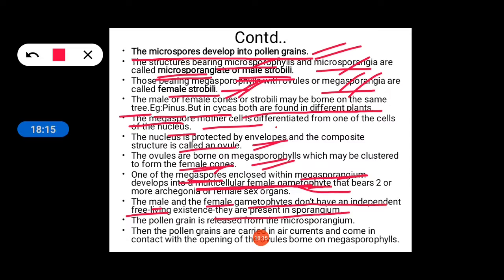The pollen grain is released from the microsporangium. Then the pollen grains are carried in air. After they are released from the microsporangium, they are carried by air currents and come in contact with the opening of the ovules borne on megasporophylls. So these pollen grains are carried by air currents to the opening of the ovules, which are borne on megasporophylls.